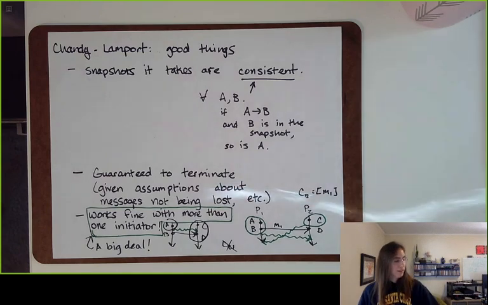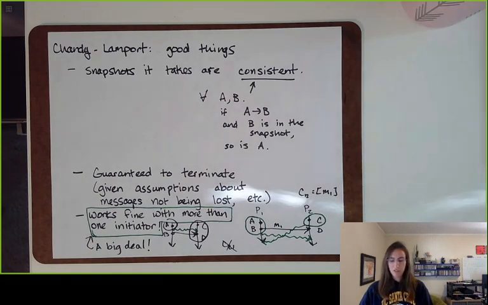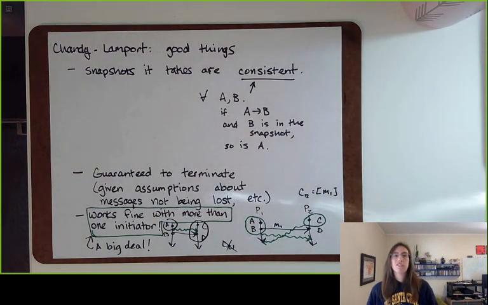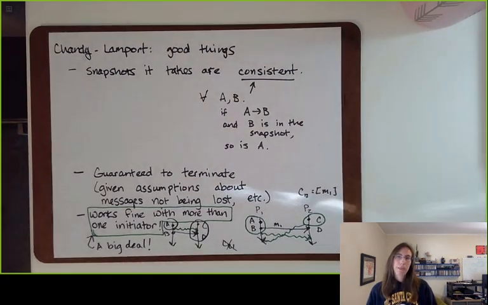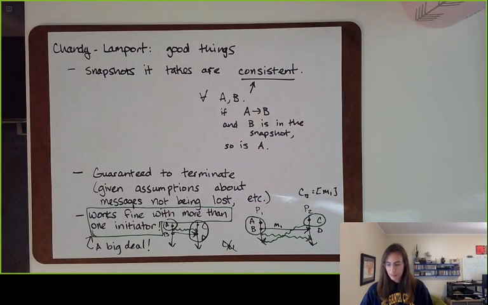But because this algorithm works fine with multiple initiators, we don't have to worry about any of that nonsense. So this is really cool. Processes do not have to agree on who will initiate. Instead, if somebody wants to initiate a snapshot, they just go ahead and do it. If somebody else happened to also initiate one, then maybe they'll receive a marker message from that other process, but that's fine. It turns out the algorithm still works. If more than one initiates, it's not a problem.